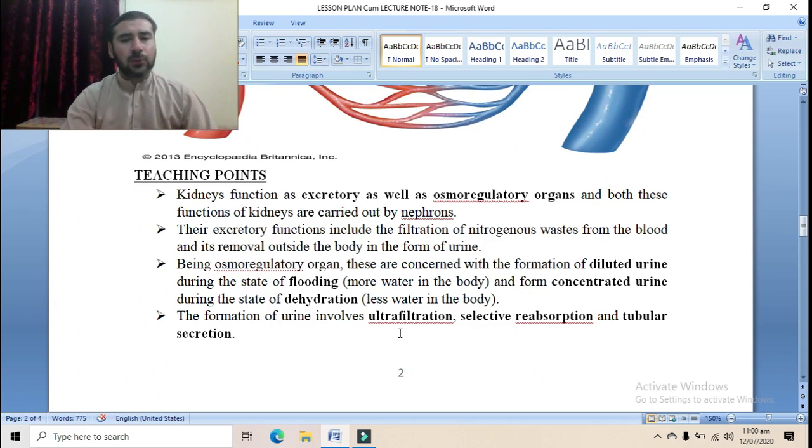The formation of urine involves ultrafiltration, selective reabsorption, and tubular secretion. This is the second part we will study in the next lecture, how the actual filtration of blood occurs by the nephron and how the urine is formed.